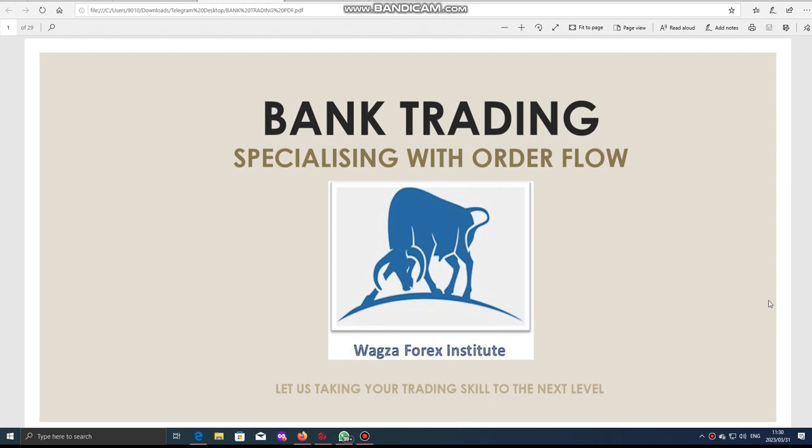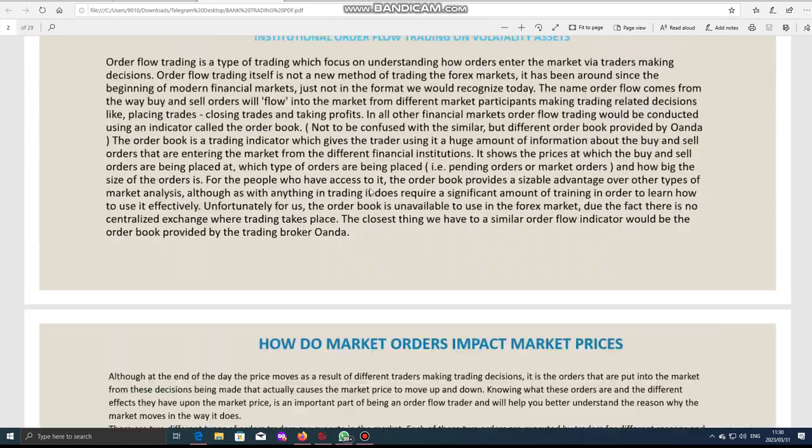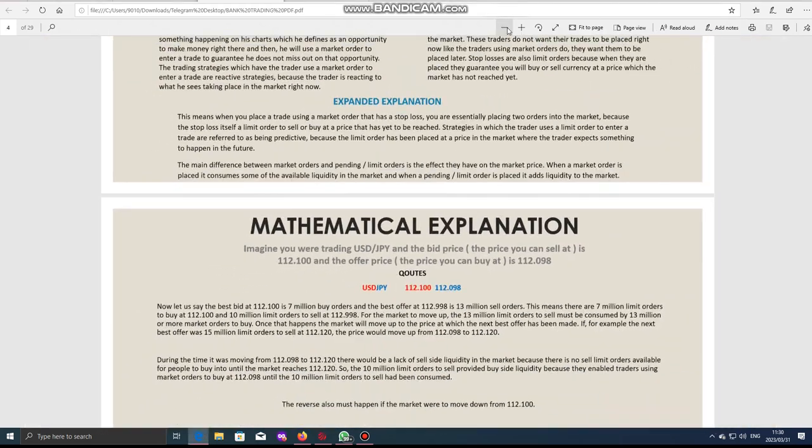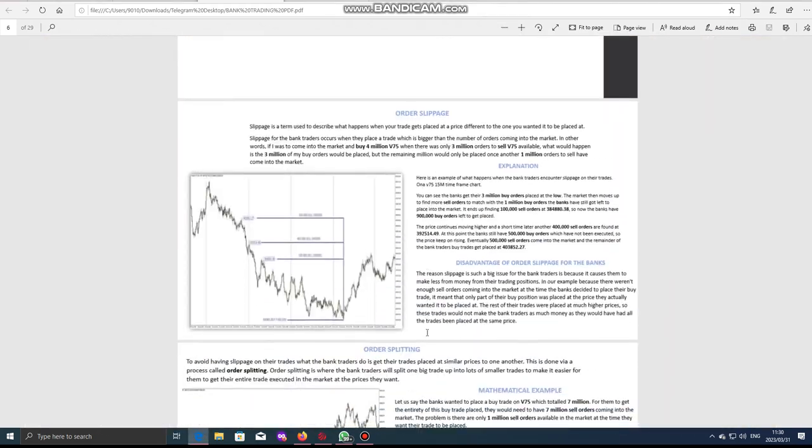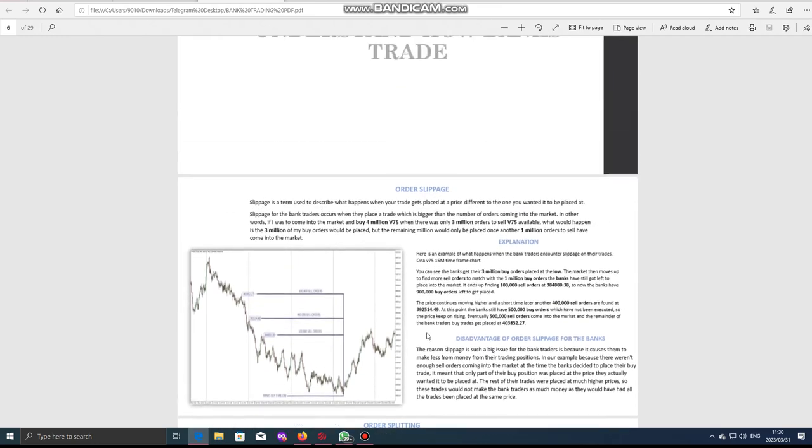Okay, guys, here is the thing I want to show you before we proceed to the trading platform. Remember this PDF, guys. You all have this PDF. In case you don't have it, you can text me via WhatsApp so that I can send it to you.